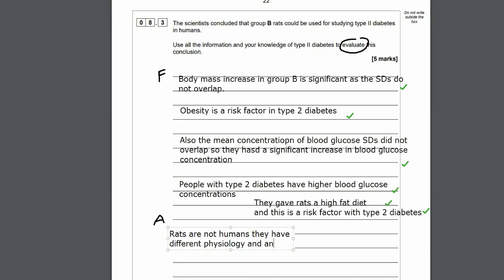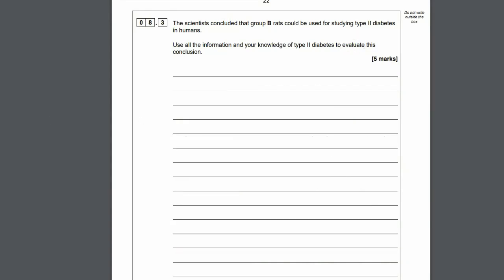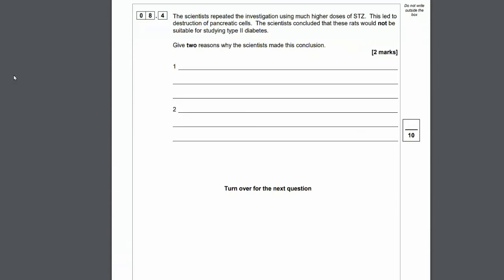Another for point that I've included there. They gave the rats a really high fat diet, and we know that a high fat diet is a risk with type 2 diabetes. So that's another for point. Another against is that the results were done over a short period of time. They were only done over 2 weeks. So we don't know the long term effects of the diet or the high blood glucose concentration or any of those things. They were not investigated. So we've got a couple of against points there, but loads of for points. All right. You needed any 5 of those, and they need to be distributed between for and against.